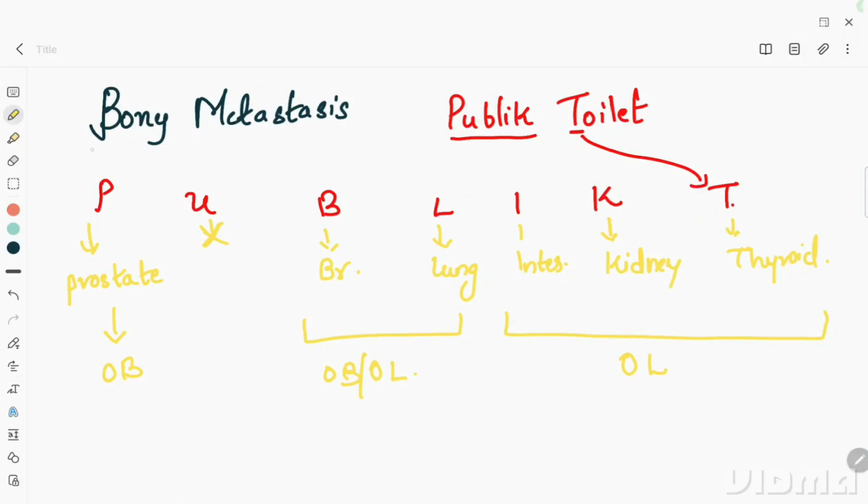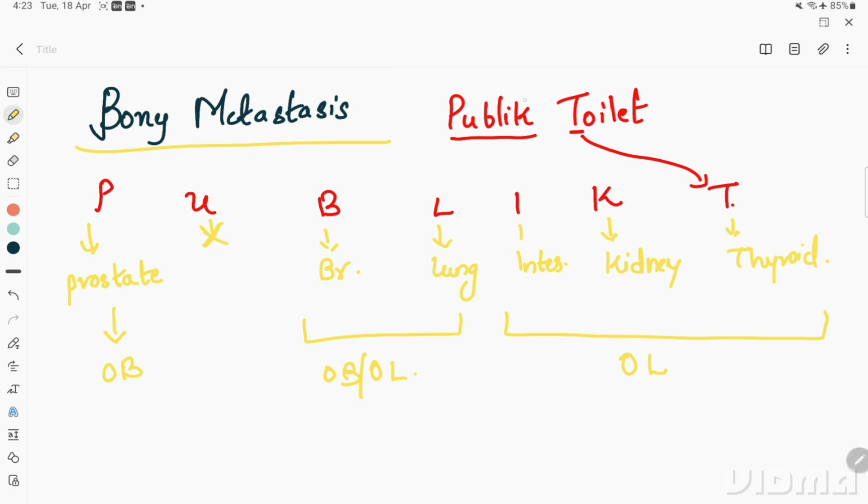So we learn about bony metastasis, guys, from different organs. If the cancer spreads to the bone, what does it do to the bone? First, let us see which organs can cause spread of cancer from that organ to the bone.